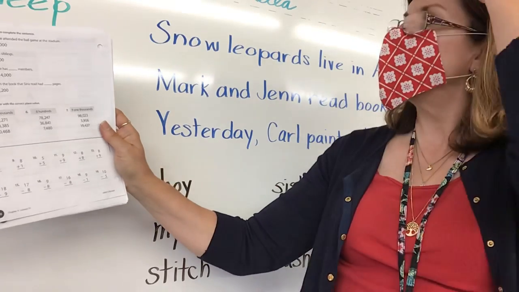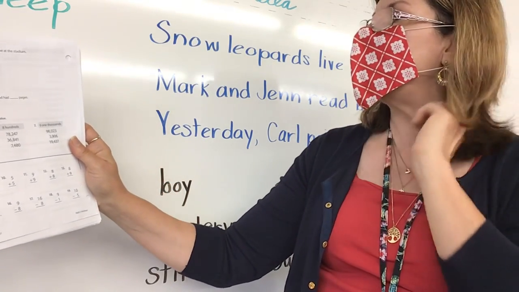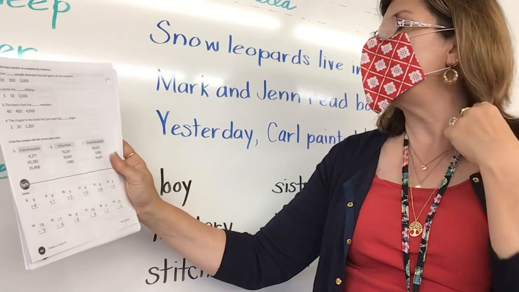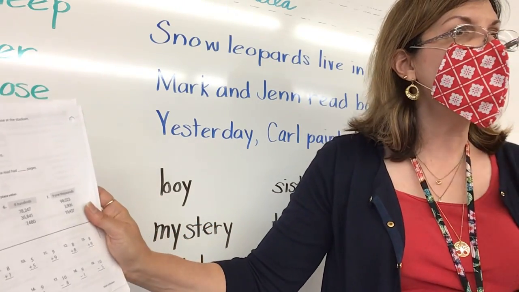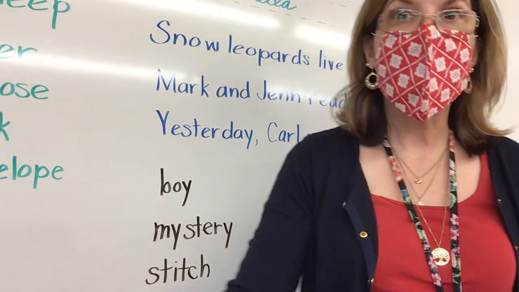And then they have some place value, like which number has a 4 in the 10,000s, which one has an 8 in the 100s, and which one has a 9 in the 1,000s. And if you have questions, what should you do? Ask. Yes, please ask.